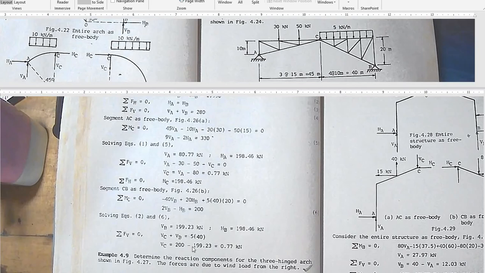Saan nanggaling yung 199.23 na yan? That is your VB here, okay? So you can now solve for VC, which is 0.77 kilonewton.